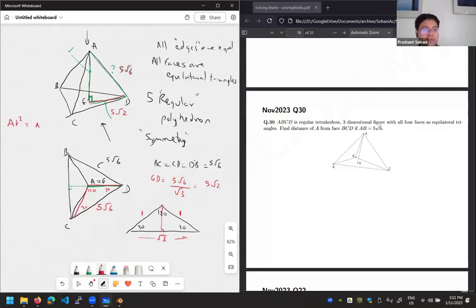So AG square is AD square minus GD square, right? So 150 minus 50, right? So AG square is 100. So AG is 10. Okay. So you see, looking at this diagram from the top was very helpful. That immediately you realize that this GD is nothing but just the distance of this center of the equilateral triangle to one of the vertices. Okay.